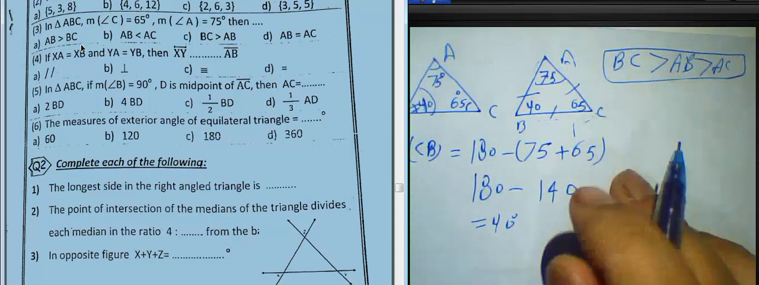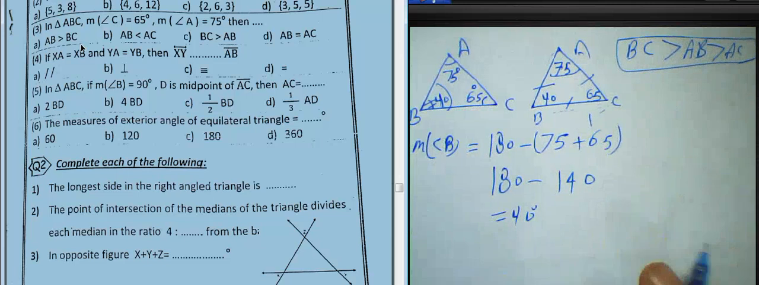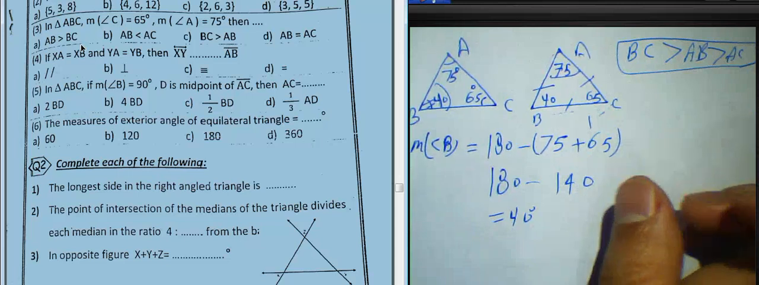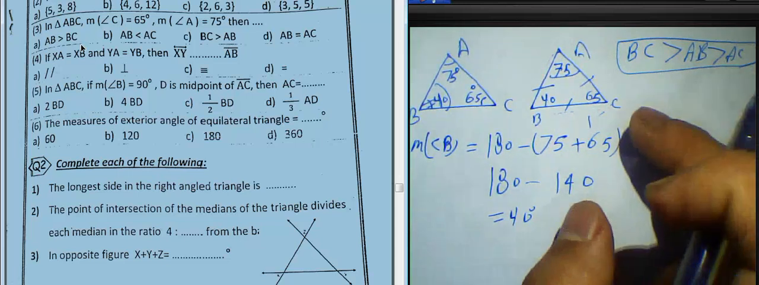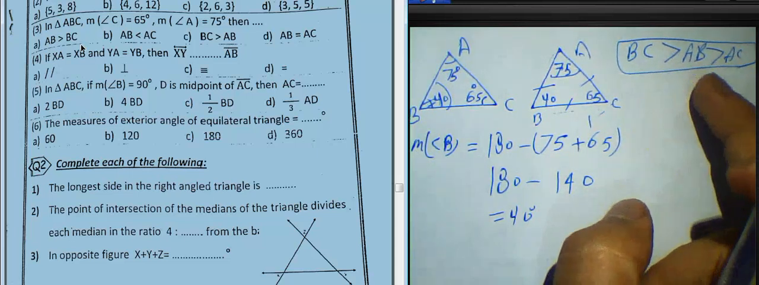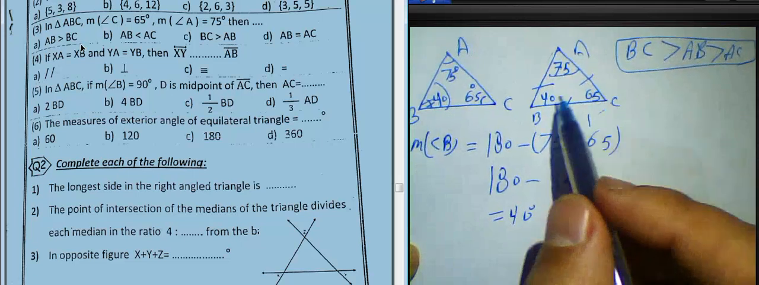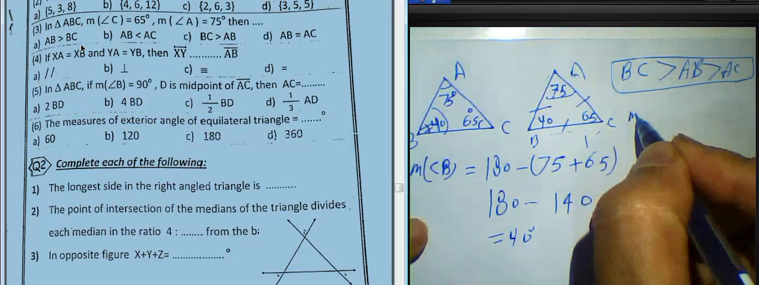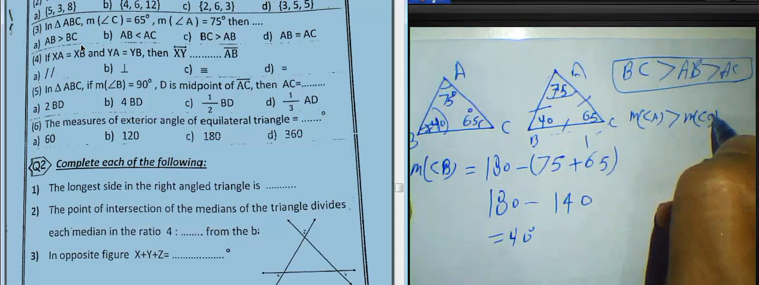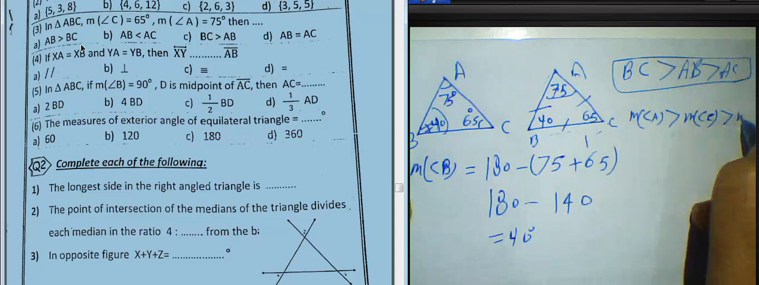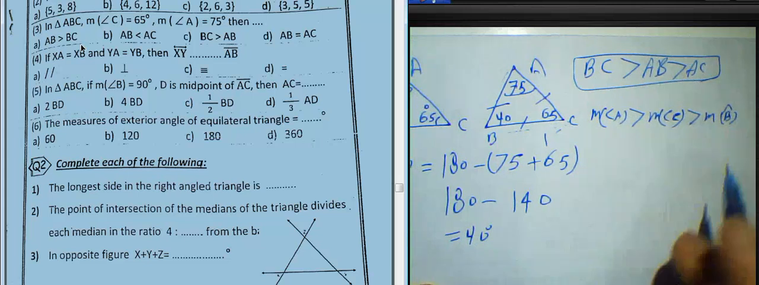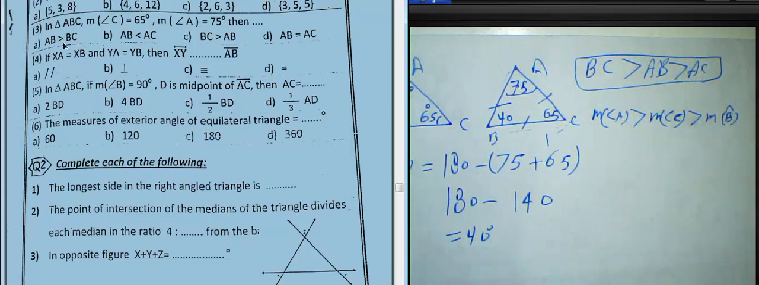Okay? So in this example, you must know the measure of any angles in any triangle, and then you can order ascending or descending as you like. I write BC greater than AB greater than AC, because the measure of angle A is more than the measure of angle C, and angle C is more than angle B. Okay, understood?